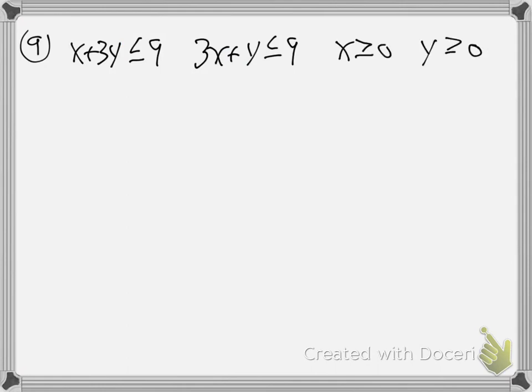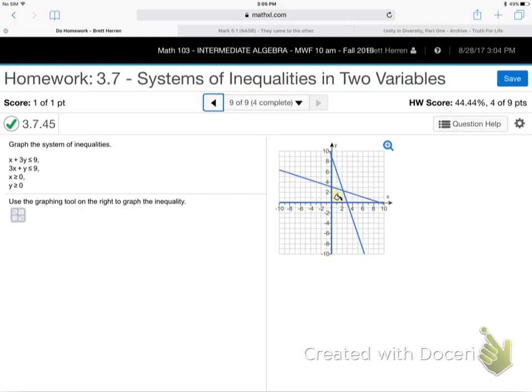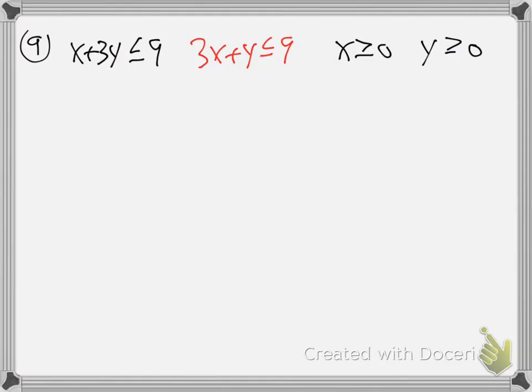All right. Oh, here, let me. 3x plus y less than or equal to 9. Oops. Okay. I think I got those right. Yeah. Okay. So let me do this one with you.